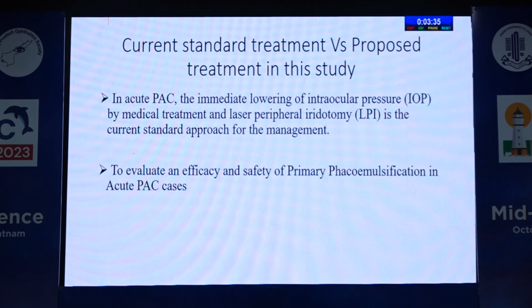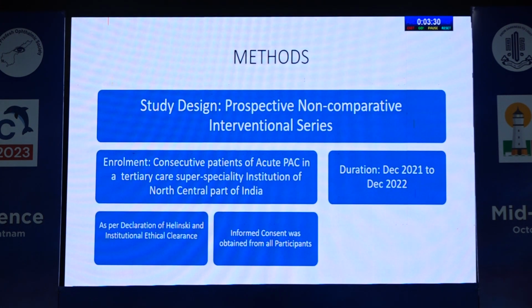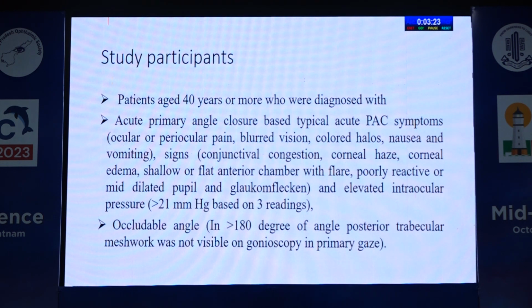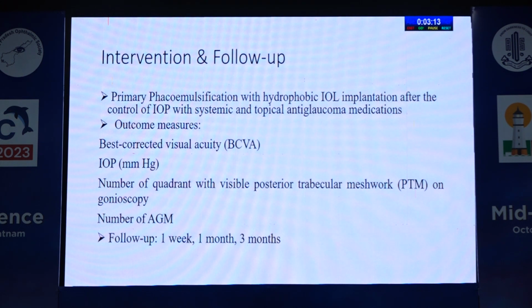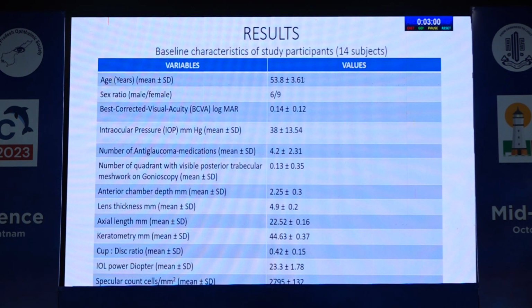Now we have done a study in our center. We have recruited till now 14 patients of acute PAC. This was a prospective non-comparative interventional series. We took patients of 40 years or more who presented with acute primary angle closure with typical clinical symptoms. The angles were occludable and the outcome measures were best corrected visual acuity, IOP, the number of quadrants in which we are able to see the PTM on gonioscopy, and the number of AGM. The follow-up was relatively short.